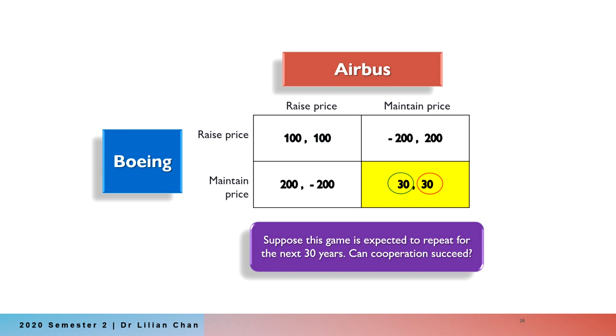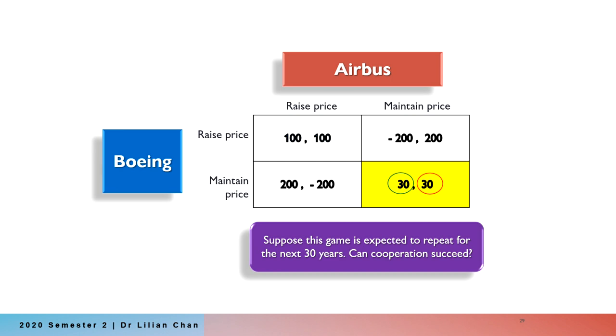Now suppose that Boeing and Airbus expect to repeat this price-setting game year after year, say for the next 30 years. Would a repeated game provide the firms an incentive to cooperate and not cheat on their agreement? How should we analyze this case? Well, I hope you have learned to think like an economist. We should do a cost-benefit analysis and think at the margin, right?